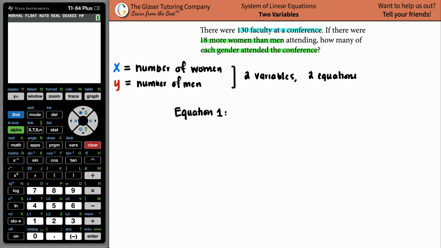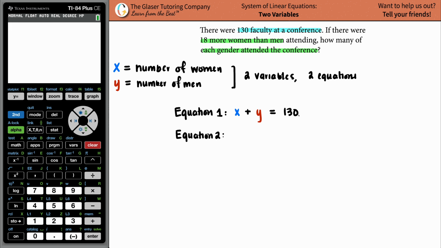is going to be, if we added up all the women, the X value, plus all the men, how many should be in total? Yeah, you got it, 130. And that equation is done. Now let's move on to equation two.